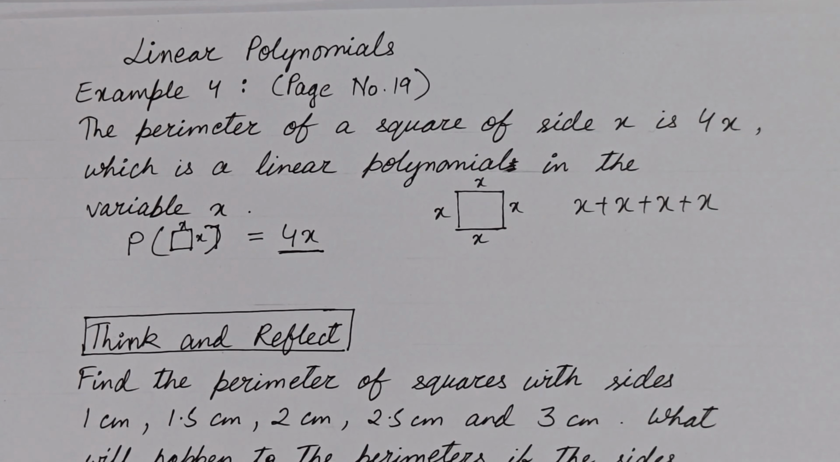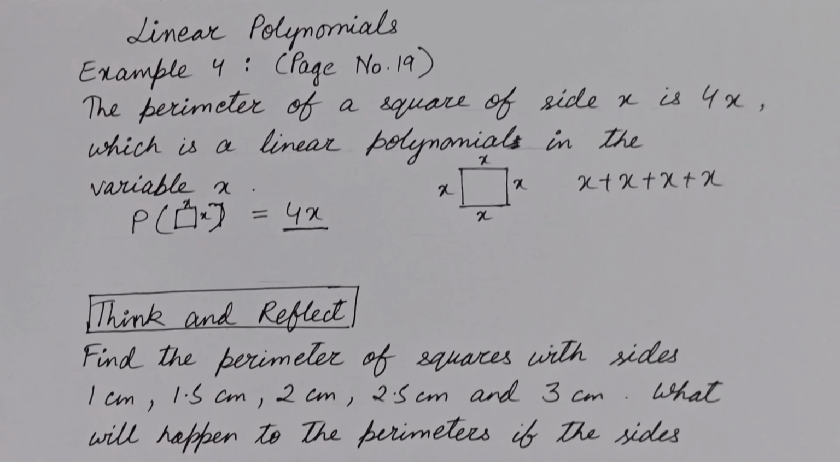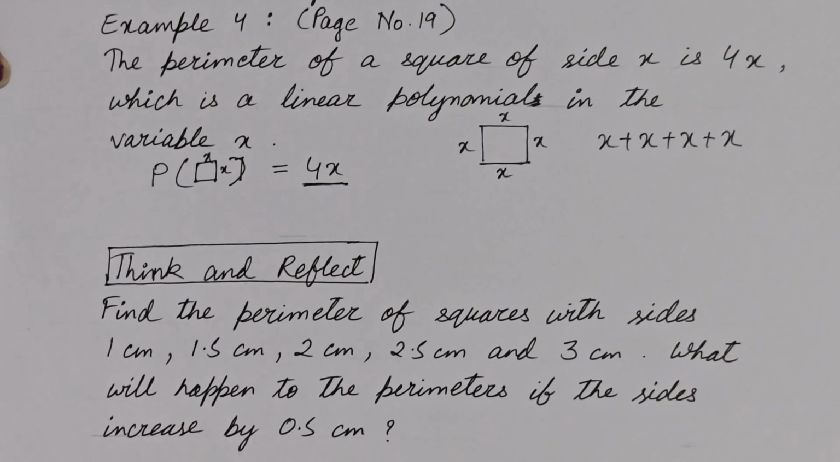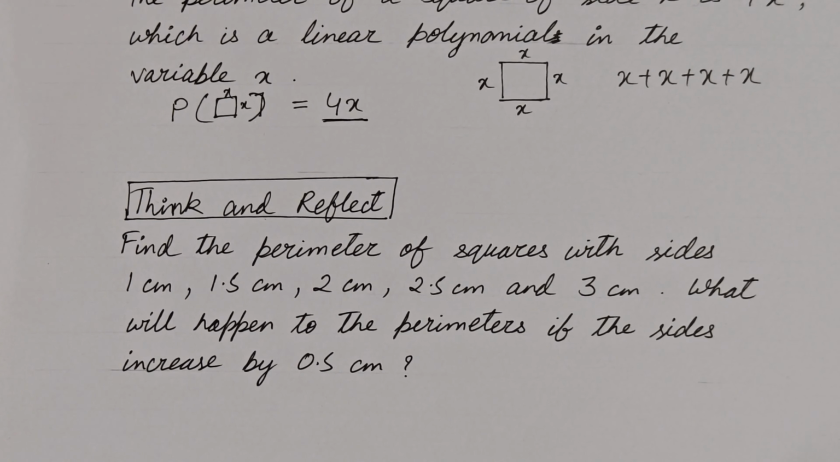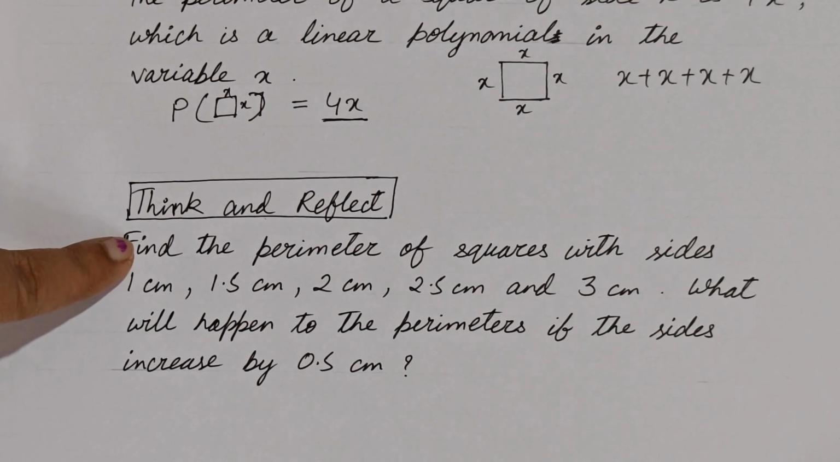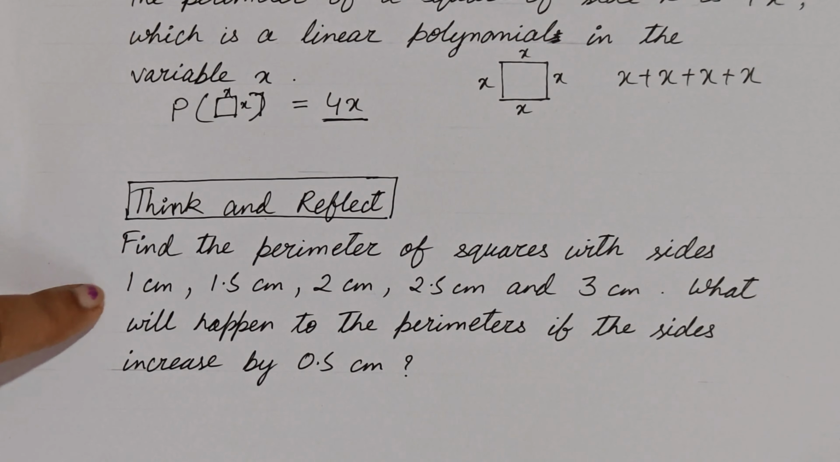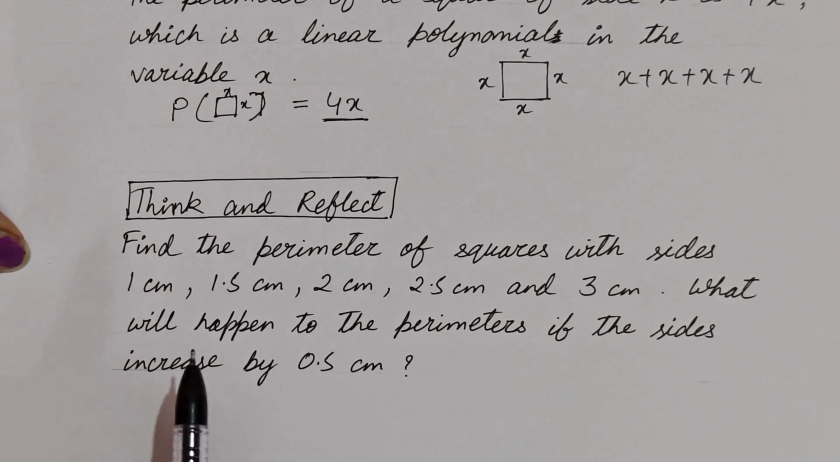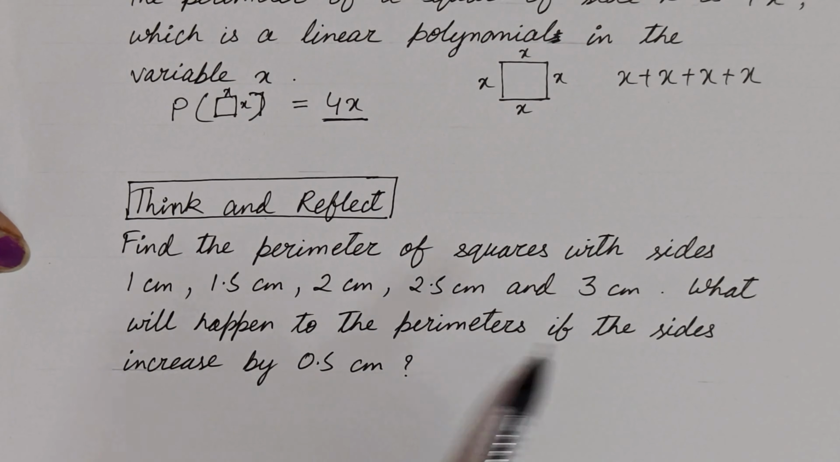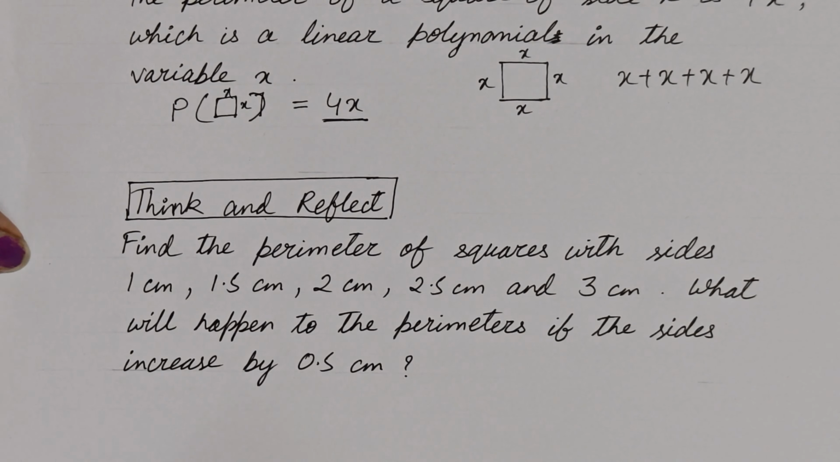Okay. Next we will move to Think and Reflect, just below that, written in your book itself on page number 19. Find the perimeter of a square with sides 1 centimeter, 1.5 centimeter, 2 centimeter, 2.5 centimeter and 3 centimeter. What will happen to the perimeters if the sides increase by 0.5 centimeter?